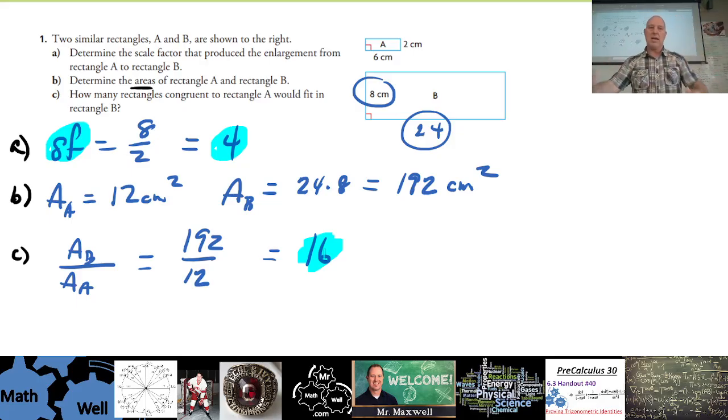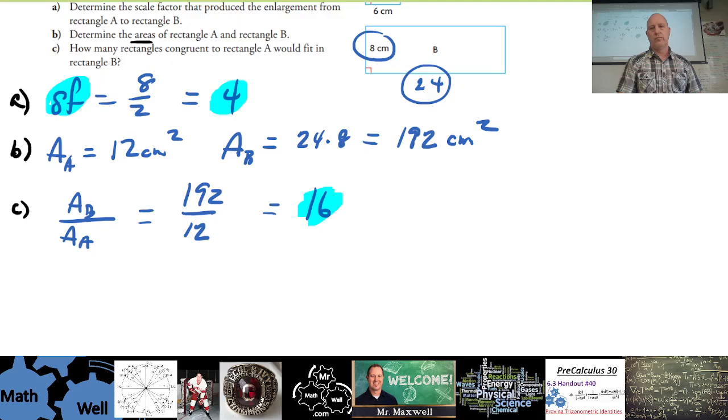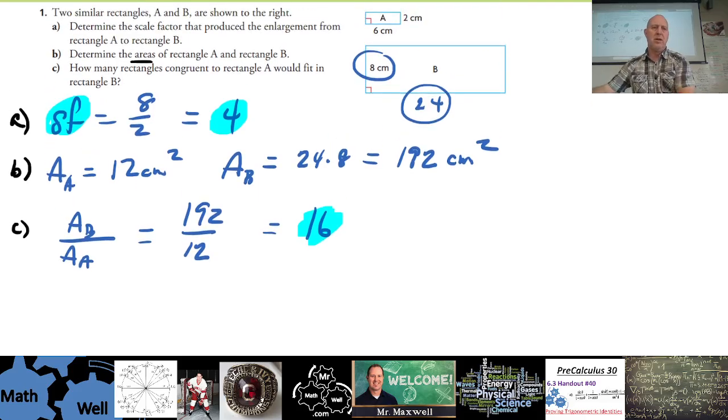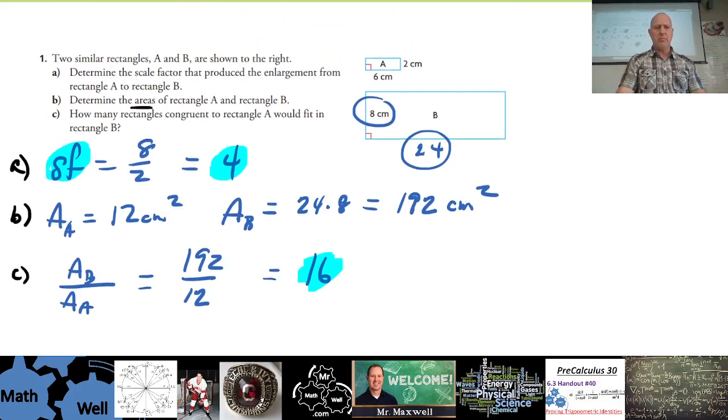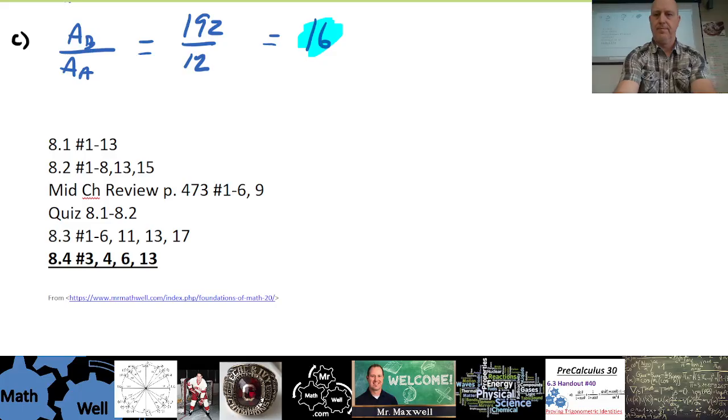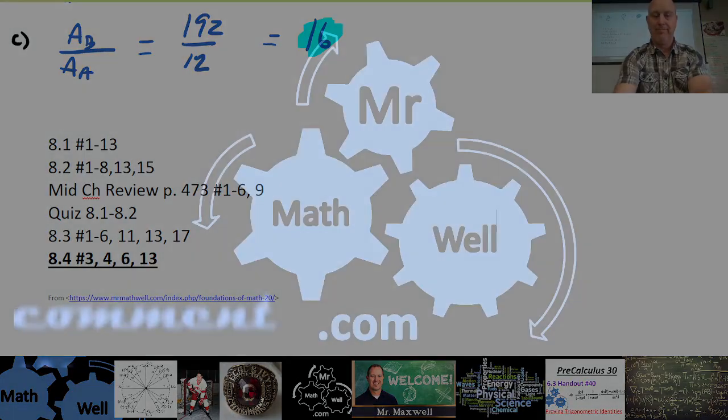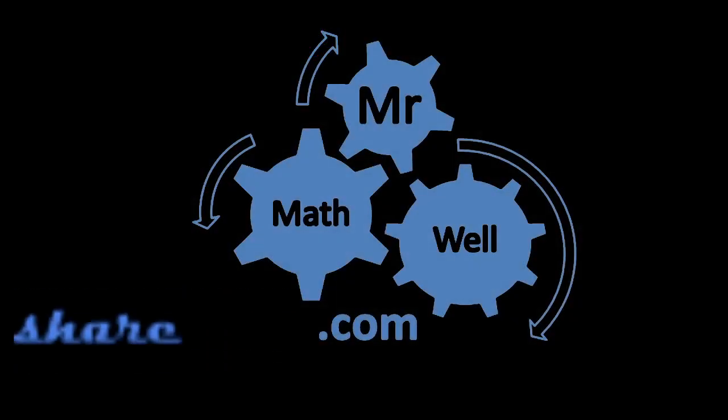This is just, again, another example of, hey, what's the scale factor? Find the 2 areas, divide the areas. Notice that the answer is the square of the scale factor. Okay. Any questions there? That was easy.